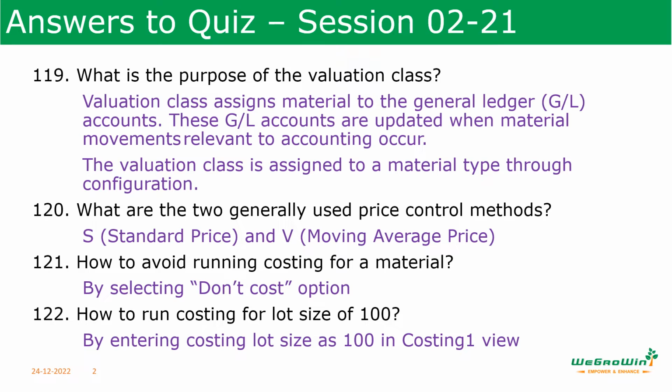How to run costing for lot size 100? It may be 100 or 1000 anything, because it's not that we have to run costing always for one material, one quantity. Sometimes we have to run for 100 or 1000. So by filling the costing lot size 100 in the costing one view, or whatever quantity we need, we can run the costing for that particular quantity we enter there.